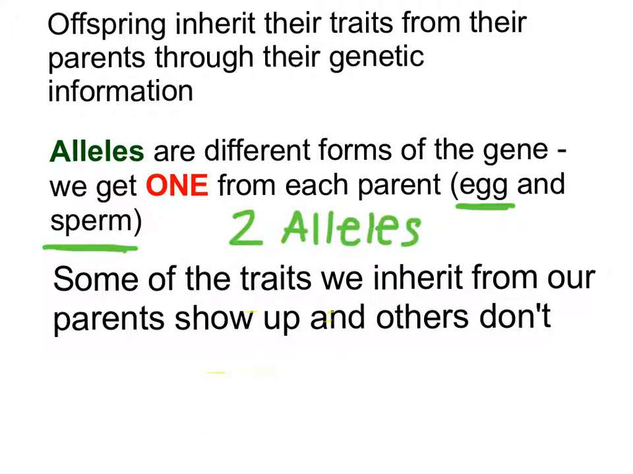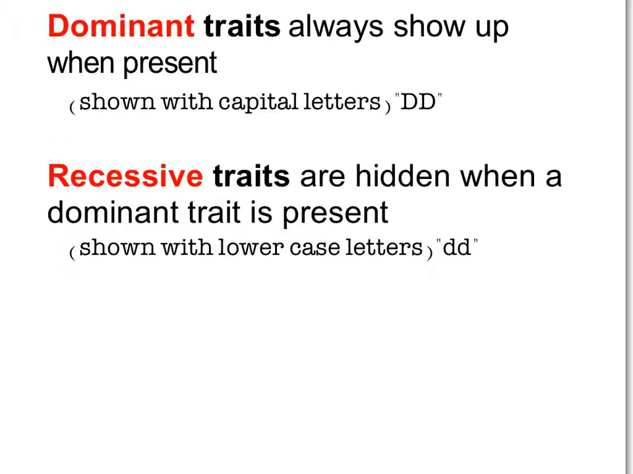alleles. Okay. Some of these traits we inherit show up and some we don't. So just as we talked before, it's possible mom has blonde hair and dad has brown hair and you have brown hair. It's possible that both your parents have brown hair and you have blonde hair. So some of those scenarios are what we're going to look at and see why it is that it happens.